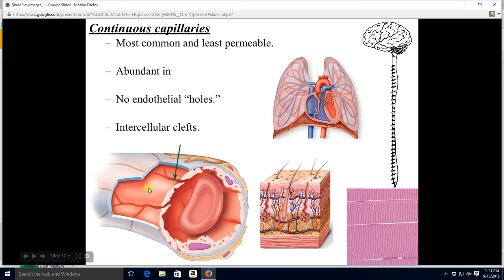The next two are going to have holes, okay? The next two types of capillaries, they are going to have holes. So no holes. There are going to be some spaces between cells. These spaces between cells are known as the intercellular clefts.